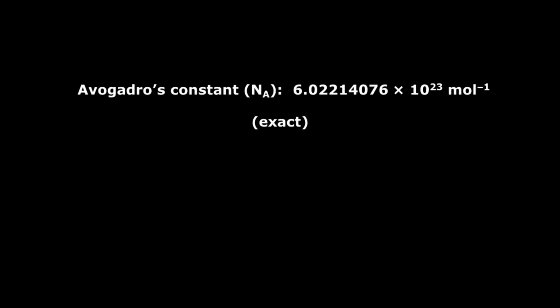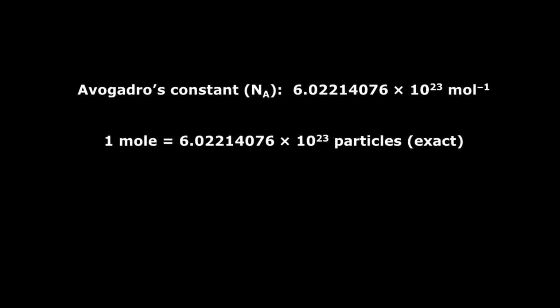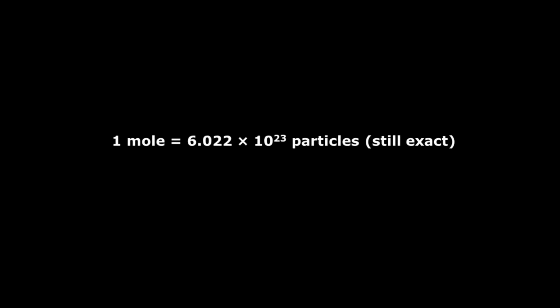This value is exact as of the 2019 redefinition of the SI base units. The 9th edition of the SI brochure outlines these changes. Avogadro's number defines how many particles are in 1 mole, where a particle, which is also called an elementary entity, can be a molecule, atom, etc. We typically will use Avogadro's number to 4 digits, but keep in mind that the value is still exact, which means it has no uncertainty and will be ignored for significant figures.